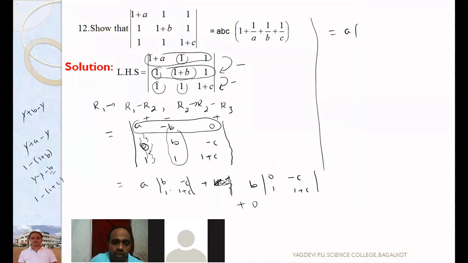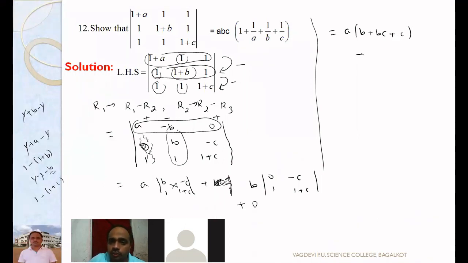How to find the value of this determinant? B into 1 plus C. B into 1 is B, B into C is BC, so I get B plus BC. Then minus of what is 1 into minus C? 1 into minus C is minus C, but you have to subtract. Minus of minus C will be plus C.